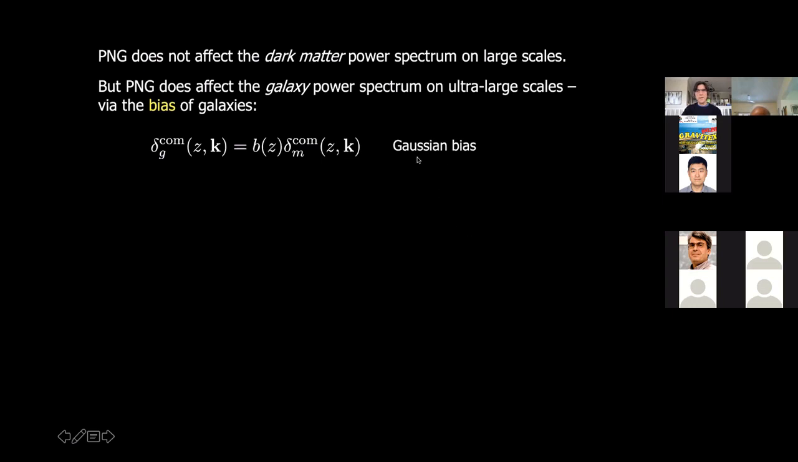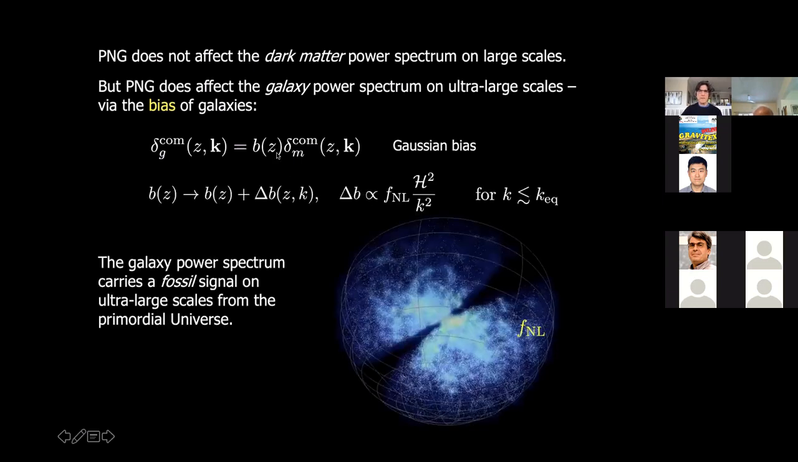In the Gaussian case where there's no primordial non-Gaussianity, the number density contrast of galaxies in the co-moving frame is equal to the Gaussian bias, which is independent of scale, so it's a function only of z and not of the wave number, times the co-moving matter density contrast, delta M. Now, what happens with primordial non-Gaussianity is that this scale-independent bias becomes scale-dependent.